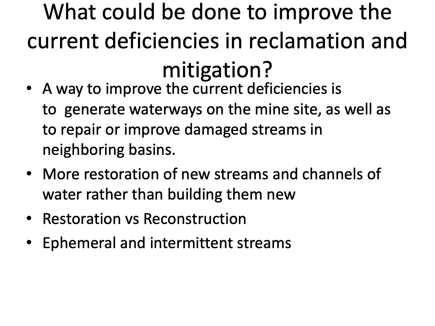Another way is to do more restoration of existing streams and channels of water rather than building them new, due to the fact that when restoring these streams and channels, they will still have intact their natural flow paths. This is also favored more than reconstruction as well. Another way to improve these is to have ephemeral and intermittent streams, also because it provides a unique habitat for diverse populations of insects and other animals.